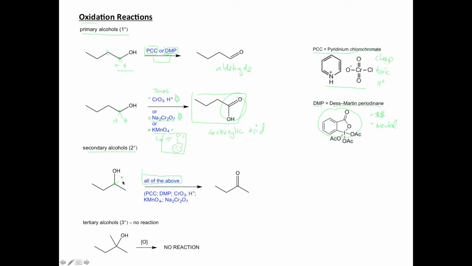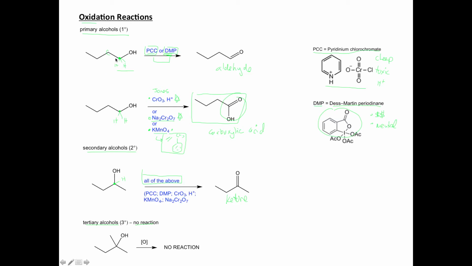So remember, a secondary alcohol means that this carbon atom is attached to 2 carbons and only 1 hydrogen. All 5 reagents will convert that secondary alcohol into a ketone. PCC, DMP, the Jones reagent, potassium permanganate, sodium dichromate all do the same reaction, oxidize to a ketone. And I just want to point out tertiary alcohols undergo no reaction.